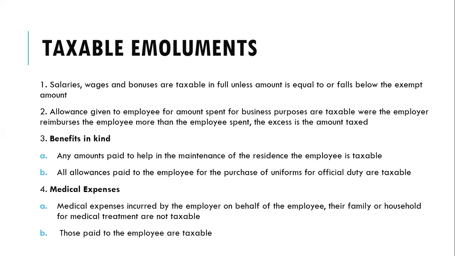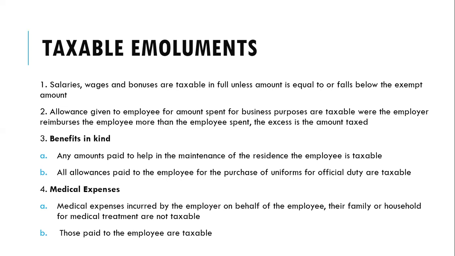Then benefits in kind. Any amounts paid to help the maintenance of the residence of the employee are taxable. Then two, all allowances paid to the employee for purchase of uniforms for official duty are taxable. So you are a director, you've got a house which the company has given you, so that you should be staying in with your family by way of employment and contract. Now, if the company gives you allowances in relation to maintenance of your house, that amount is taxable.